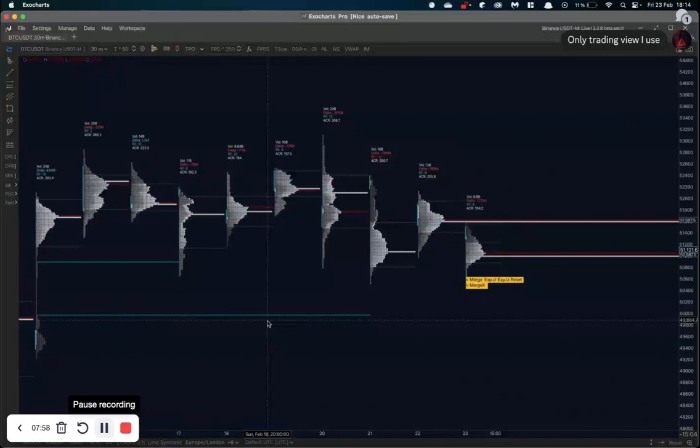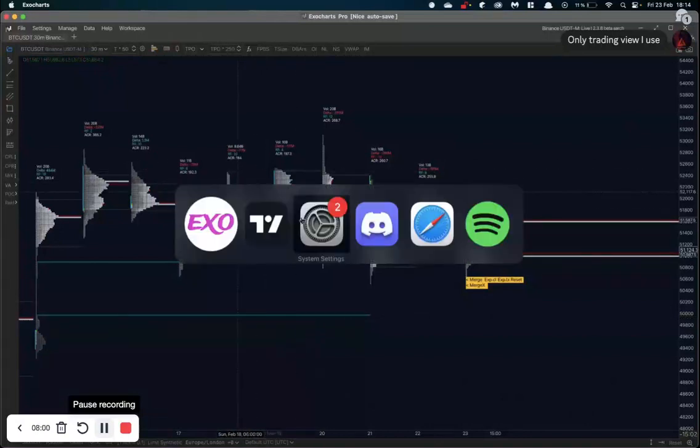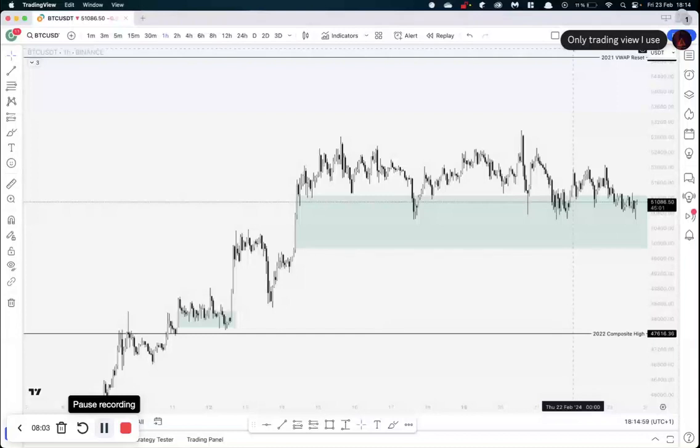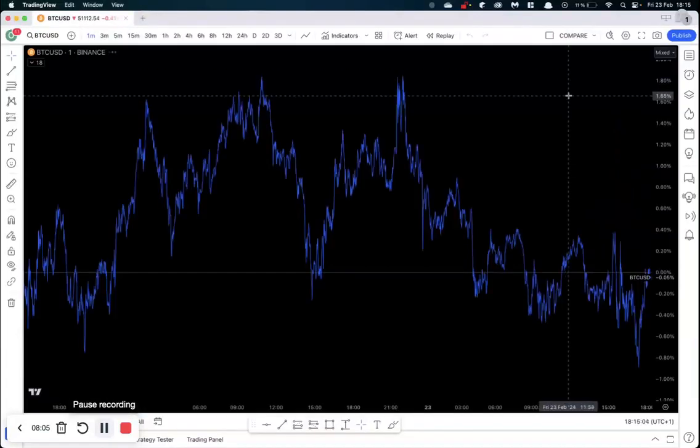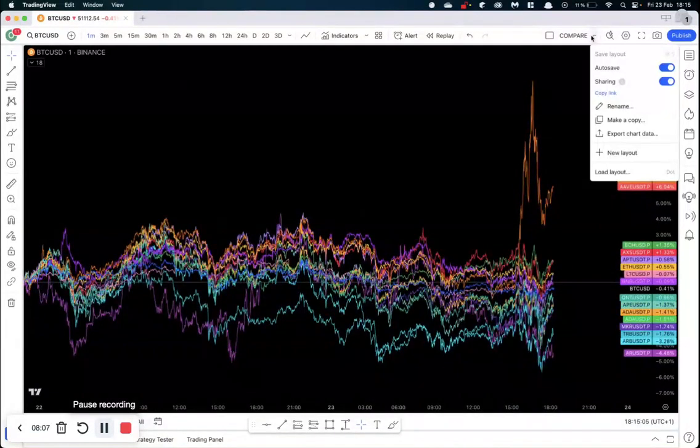Only TradingView use? Yes, I believe this exists on TradingView. I'll check my template here. Oops, that was the wrong one. 1 sec, guys.